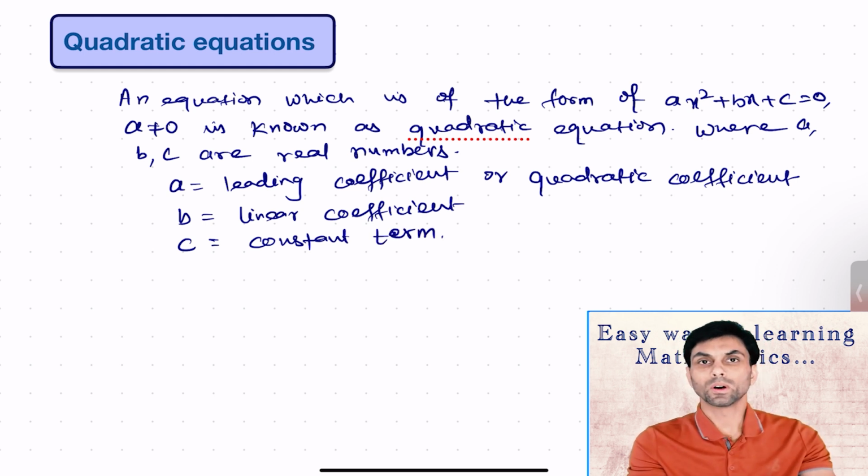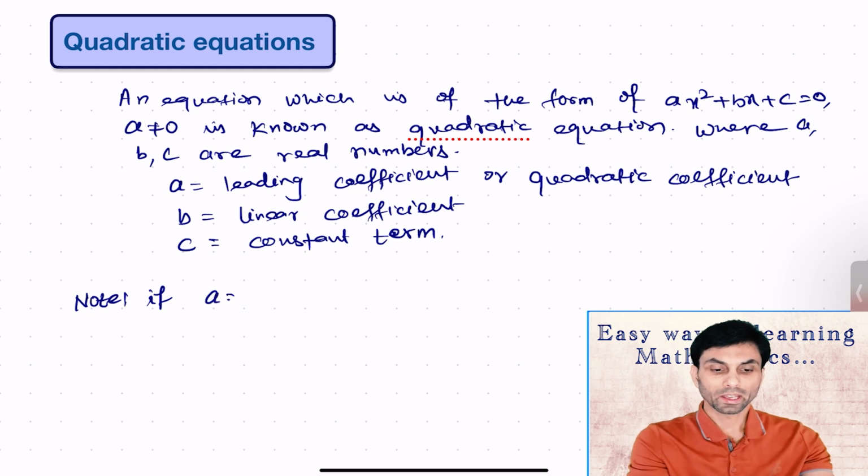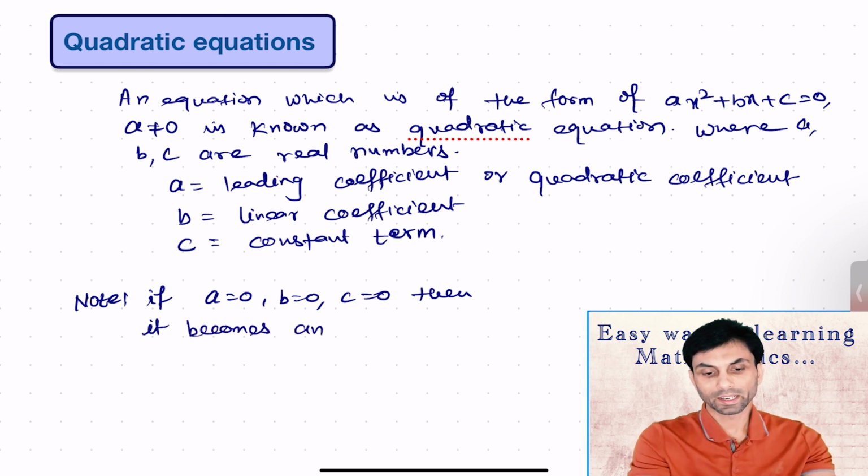So this is what the quadratic equation is, and when the quadratic equation is written in this form, it is also known as the standard form of quadratic equation. Now one more thing needs to be remembered, that if a equals 0, b equals 0 and c equals 0, then it becomes an identity.